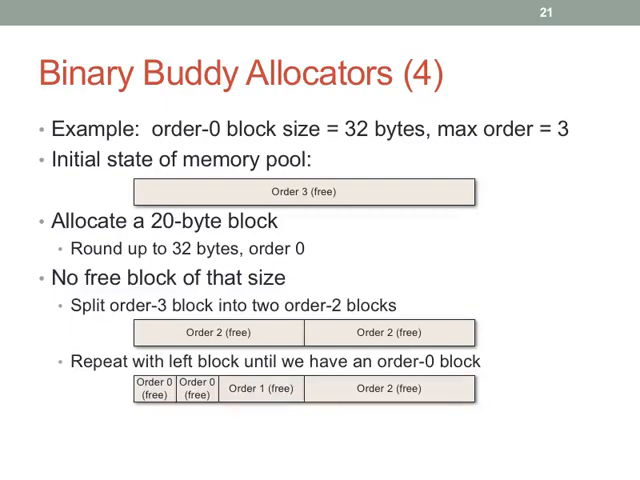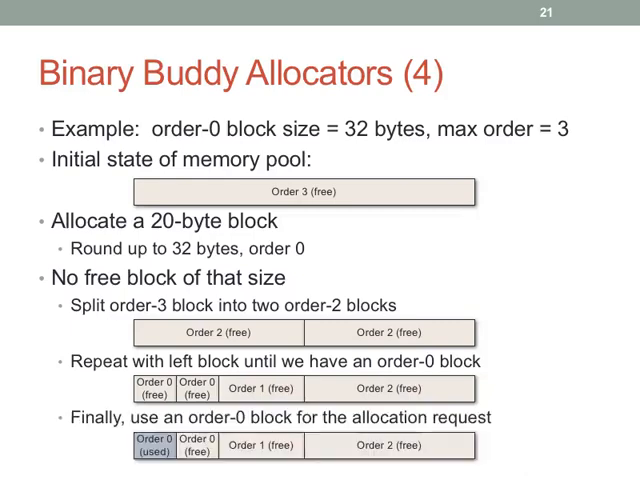And we do that again. We split the order 2 block into 2 order 1 blocks. We take the order 1 block and we split it into 2 order 0 blocks. So now we finally have space. Yeah, so I guess this is a 256 byte pool, isn't it? Not a 128 byte pool. Okay, so now we can say we have a block that is in use for this allocation request.